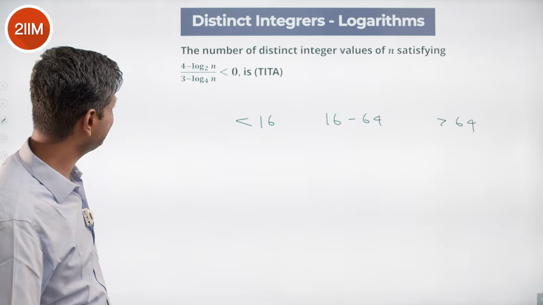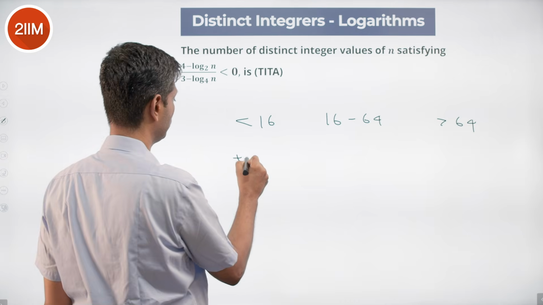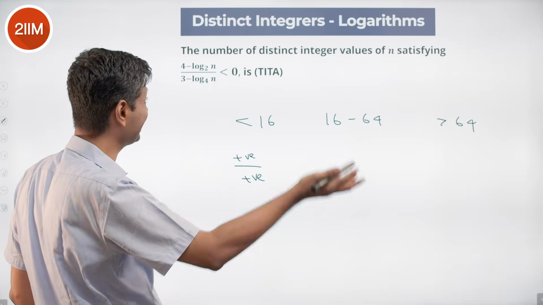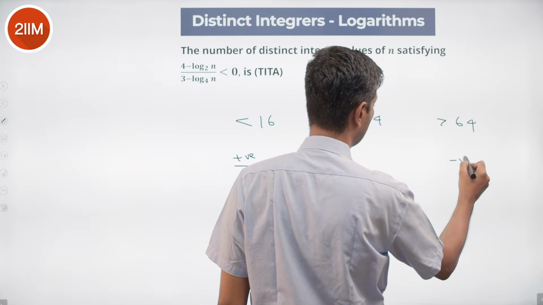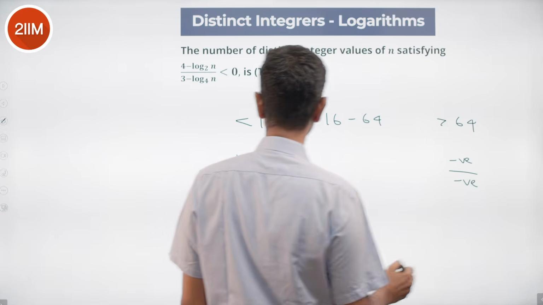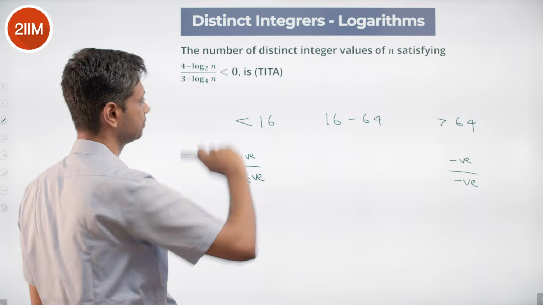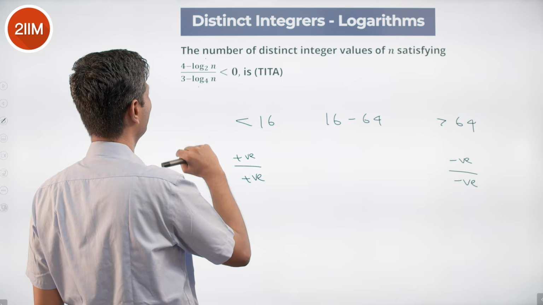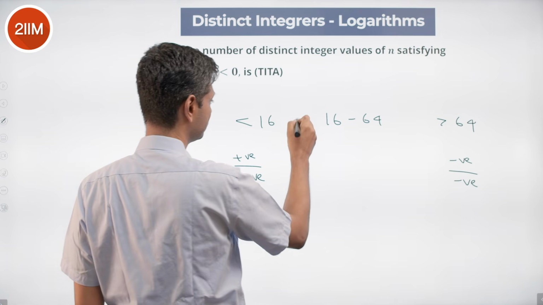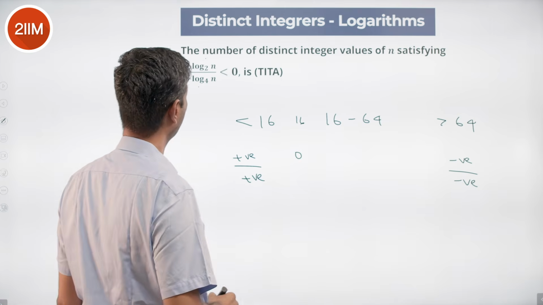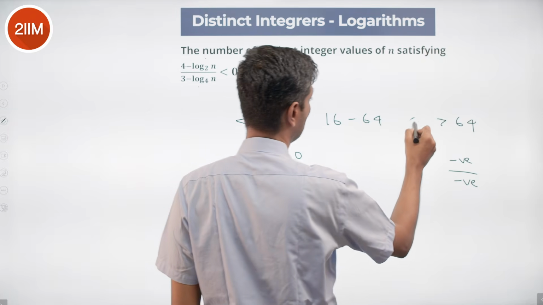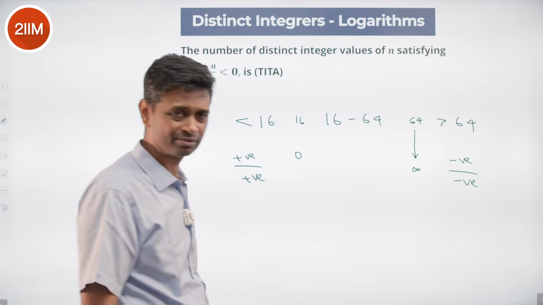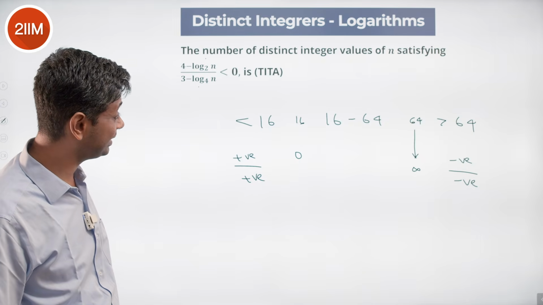Nice. Less than 16, this is positive by positive. Greater than 64 will be negative by negative. This is definitely negative. What happens at 16? At 16, this goes to 0. What happens at 64? At 64, this goes to infinity or undefined. So, it is less than 0.